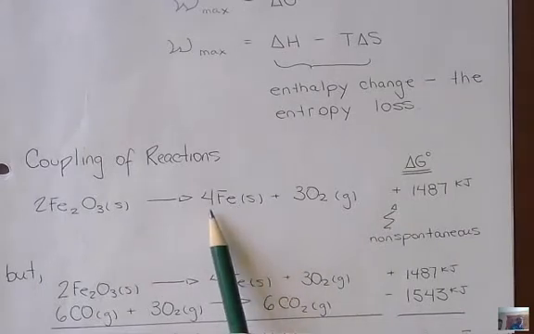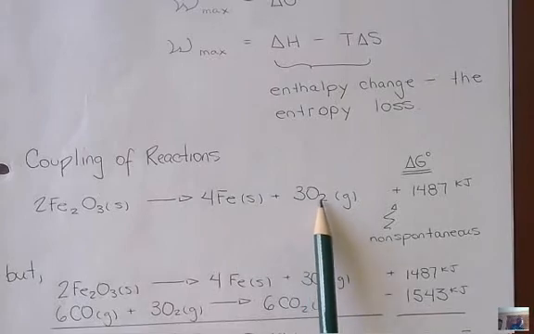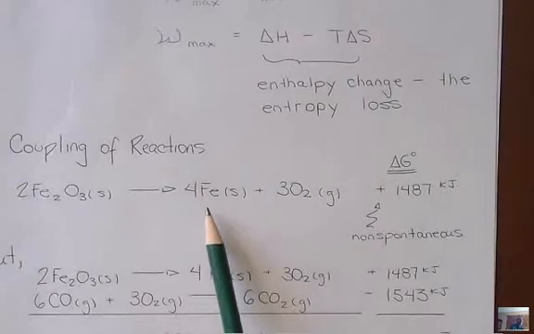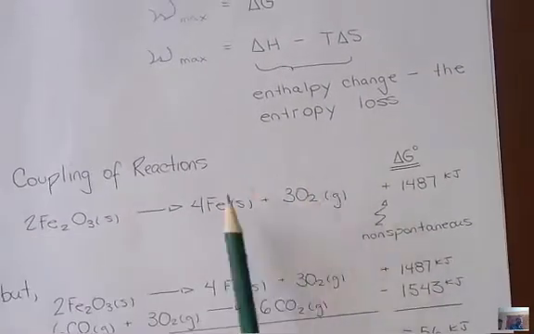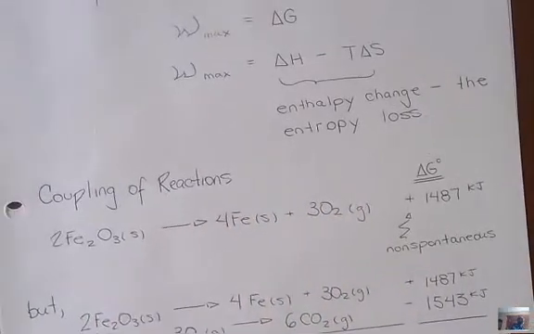So 0 times 4 doesn't change anything. Plus 3 times delta G0 for the formation of oxygen. Again, since it's a formation, this guy's going to be 0. So I'm going to have 0, 4 times 0 plus 4 times 0. So I'm going to have nothing over there. Then I'm supposed to take the products and subtract off the reactants.